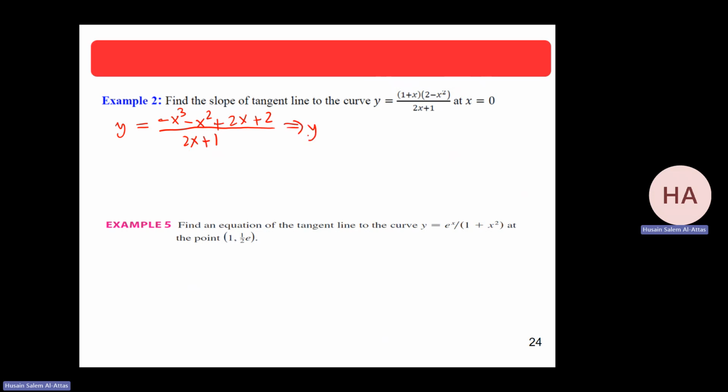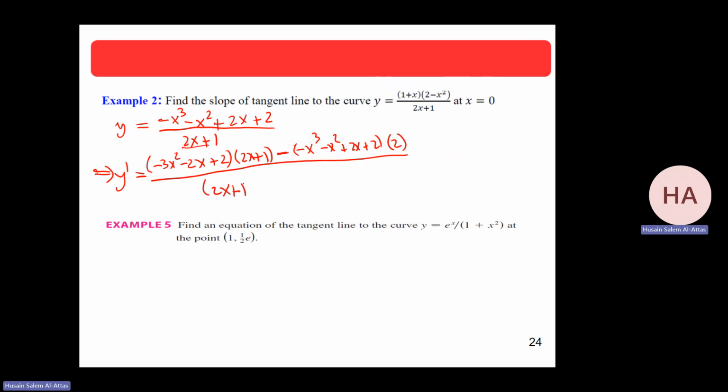This is y. So it will be y prime. Y prime: the derivative of the numerator, minus 3x squared minus 2x plus 2, times the denominator, plus the numerator times the derivative of the denominator, sorry, which is 2. I think I need the space. Let me do it here. Y prime, derivative of the numerator, minus 3x squared minus 2x plus 2, times the denominator, minus, not a plus, minus the numerator times the derivative of the denominator, over 2x plus 1 all squared.